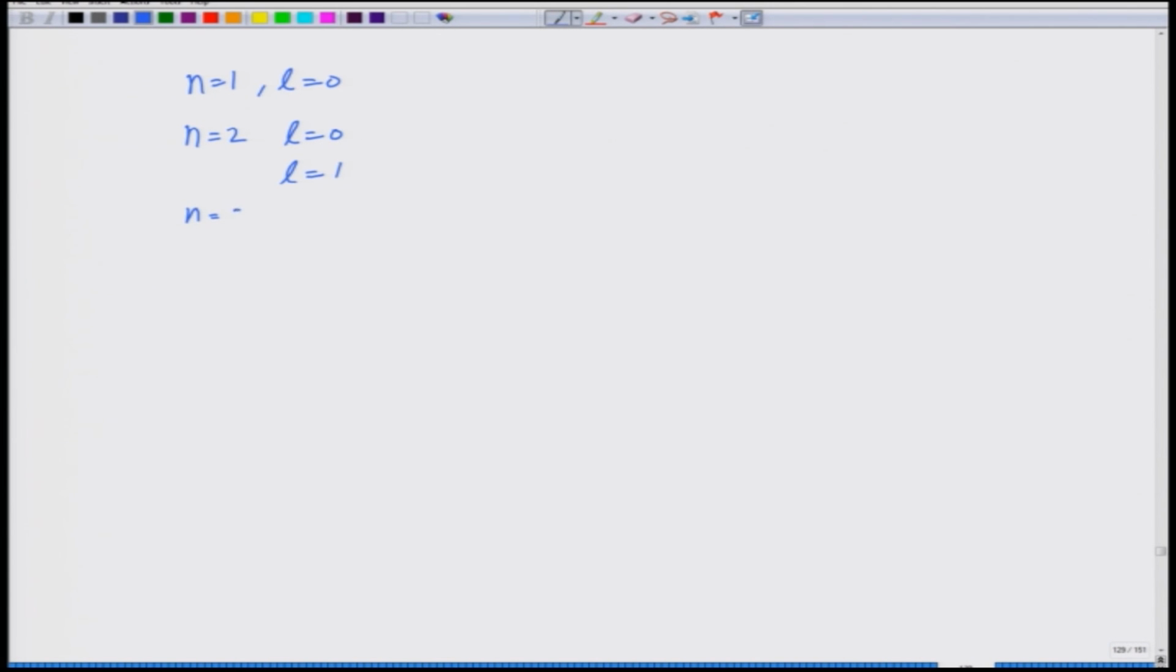For n equals 3, I will have L equals 0 being filled, L equals 1 being filled, and now I have a competition with n equals 4, L equals 0, because n plus L is equal to 4 for both. N equals 3, L equals 1, and n equals 4, L equals 0. However, now the lower n will be filled first. So, first we will fill n equals 3, L equals 1.